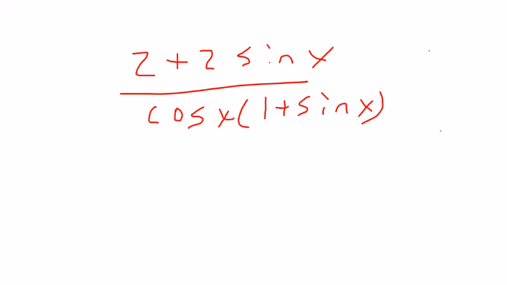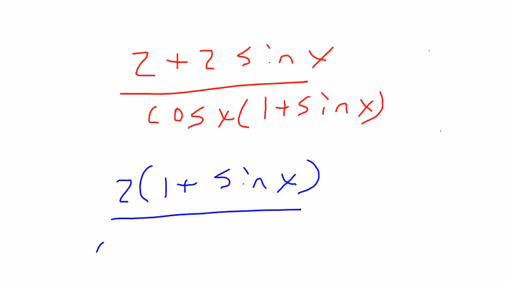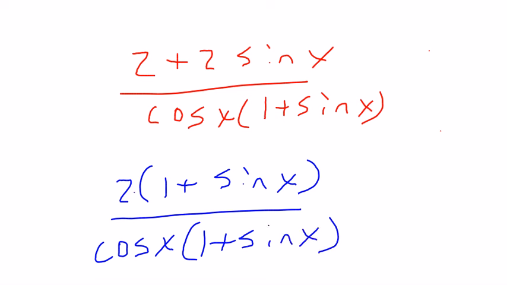On the top, I can factor out a 2. 1 plus sine of x over cosine of x, 1 plus sine of x. Since that's a multiplication part and this is multiplying, I can cancel these two. If this would have been addition, I couldn't have canceled these, but because it's multiplication, I can.